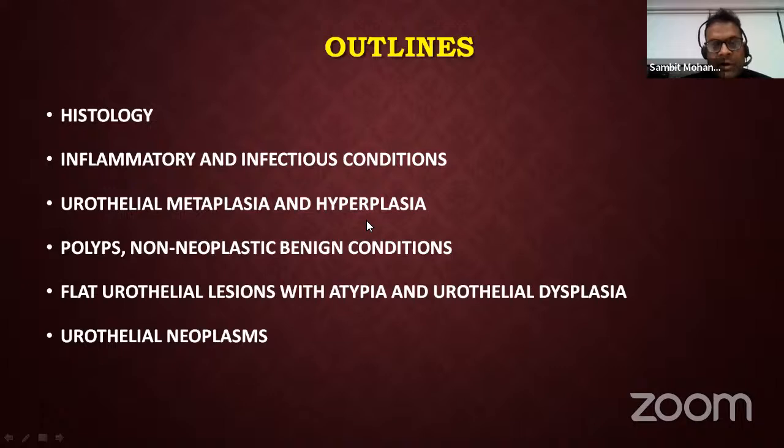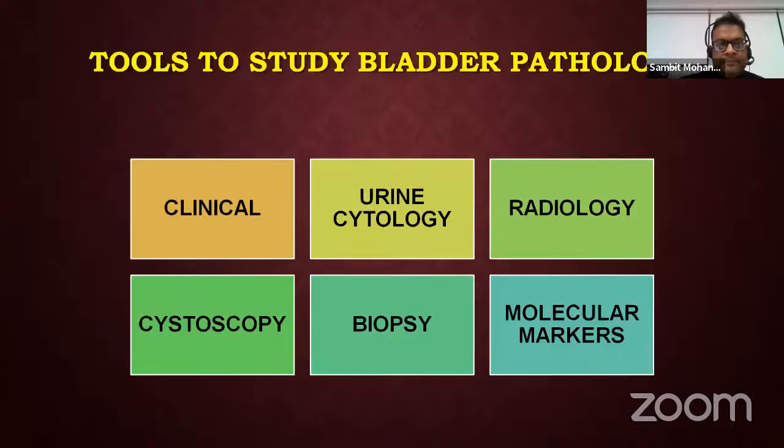My talk would be basically outlined on the normal histology of the urothelial mucosa, the various inflammatory lesions, infectious diseases, metaplastic and hyperplastic conditions, polyps, non-neoplastic benign lesions, then the flat lesions of the bladder and the urothelial tract. When I talk about the urothelial tract, I basically mean from the pelvis of the kidney to the penile urethra, and various urothelial neoplasms or the cancers.